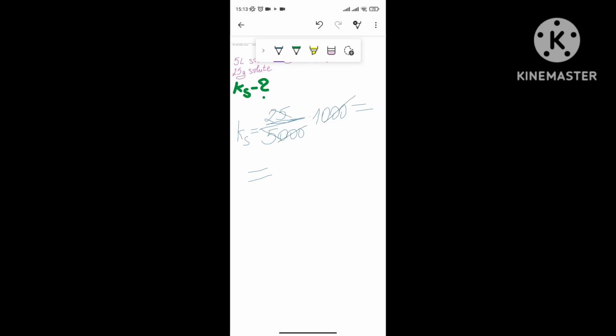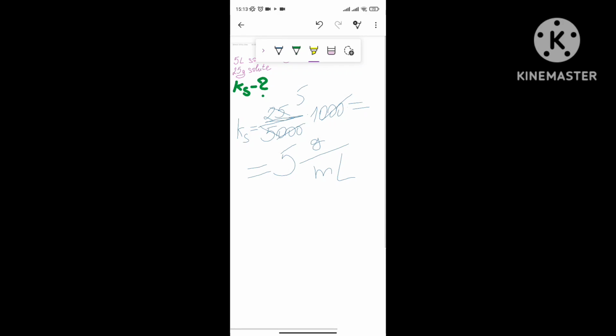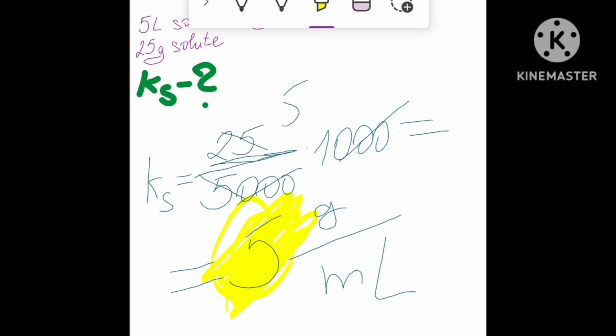We multiply by 1000 in order to find how many grams of a solute can be dissolved in 1,000 milliliters of our solvent. So the answer here will be 5 grams per 1,000 milliliters. So here we can conclude that in 1,000 milliliters of this solvent, so 1,000 milliliters means 1 liter, we have 5 grams, the maximum amount of a solute that can be dissolved. So this will be solubility constant.